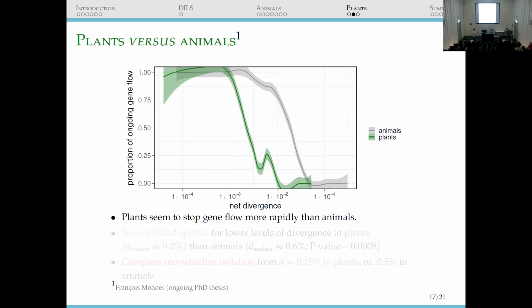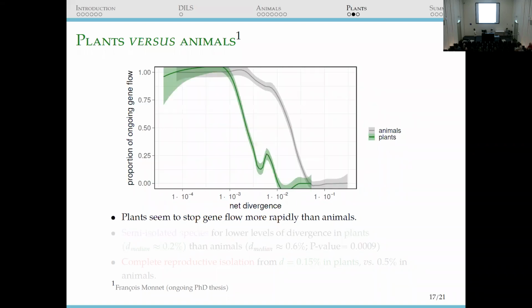So gene flow seems to stop more rapidly in plants. But actually, it's strong because it's a log scale. Here we actually found an interruption of gene flow which is 3 times faster in plants than in animals. It's completely the opposite of what was expected.